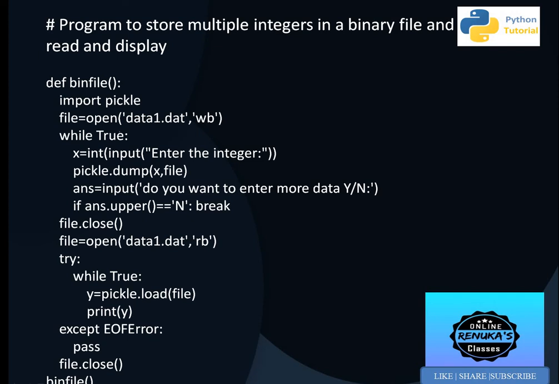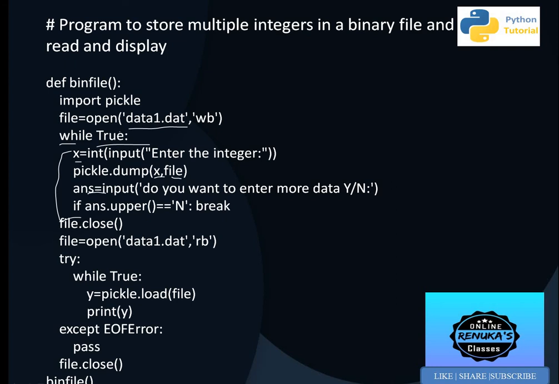Then last is to store multiple integers in a binary file and read and display them both. So we will open one file after importing pickle, then we will check for True. The question we are asking from the user, and if the value is true, in that case we are going to repeat these set of statements. The indentation shows that these statements are part of the while loop, so these will be executed again and again. So what we are going to do, we are taking any integer from the user, storing it into x, then dumping x into the file, and then asking the user again whether you want to give more data. If the answer is yes, in that case move again up and continue.